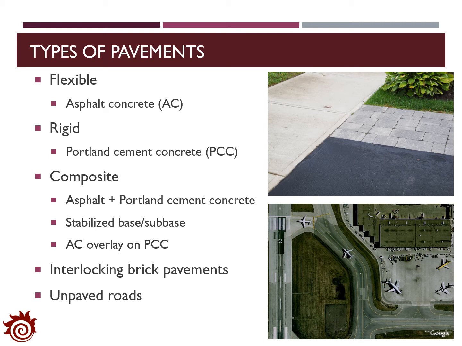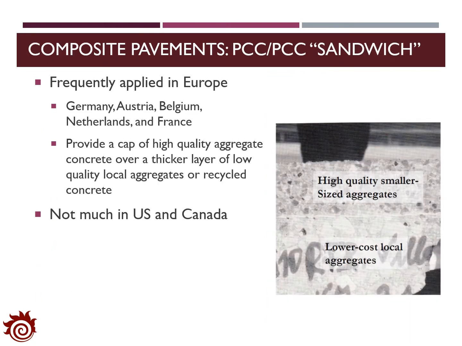Finally, unpaved roads are commonly applied for the road with a very small construction budget. The composite pavements are widely applied in the real world. Actually, we can say that all pavements are composite because they consist of layers of different materials bonded together. There are two types of the composite pavement. The first one is a PCC overlay on PCC, and this technology is frequently applied in Europe.